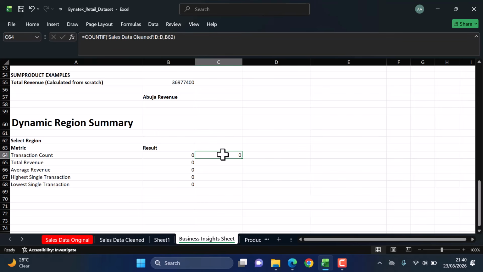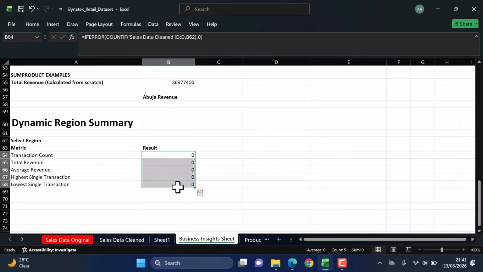I don't know whether they fixed it. We should be seeing some errors here because it's checking something that doesn't exist, since B62 has no data there. But notwithstanding, we use IFERROR to control what we get, because our filtering condition is empty for now. That is why we are getting 0 for all the returned values.